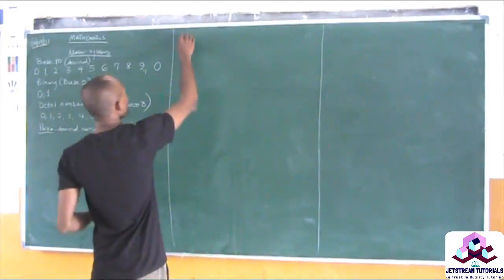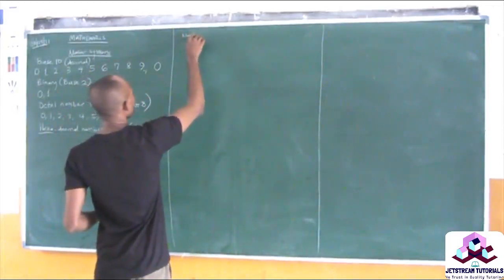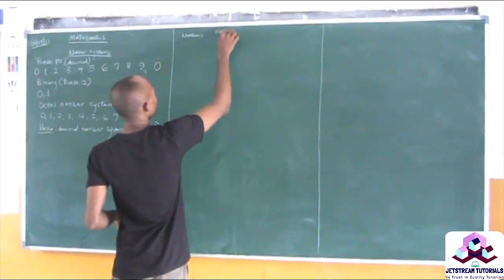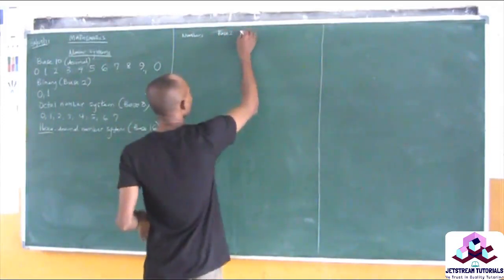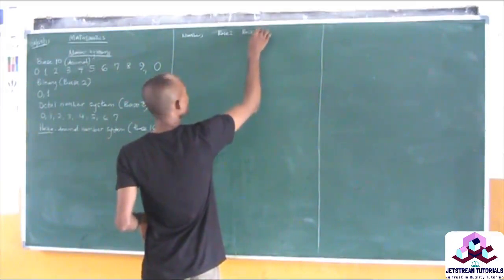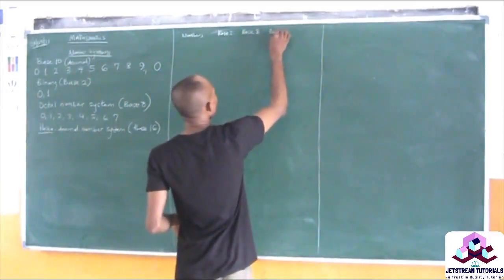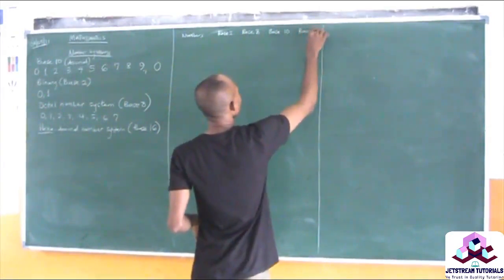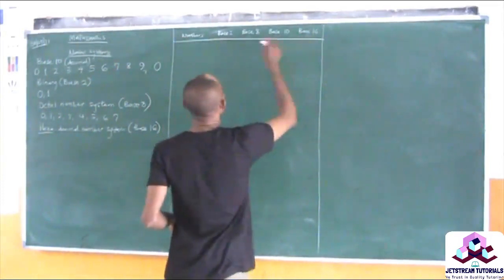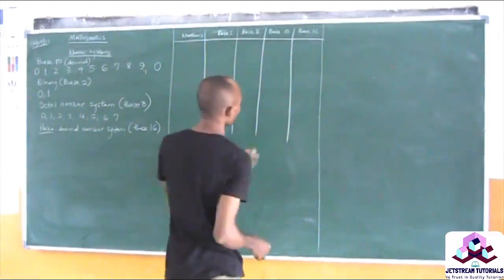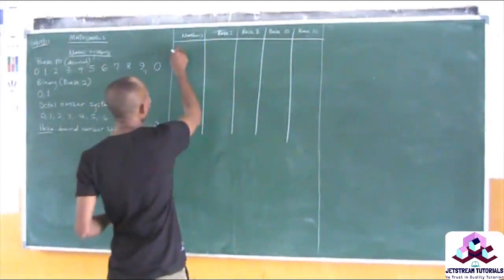Let's have a table: number system, numbers, then base 2, base 8, base 10, and base 16. We're going to have different numbers, and then we'll see what each number means.